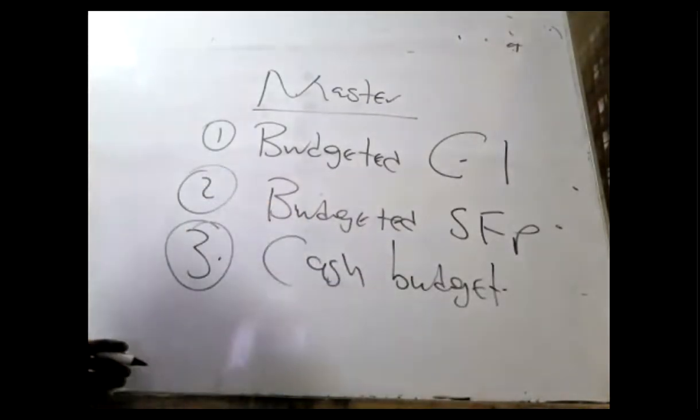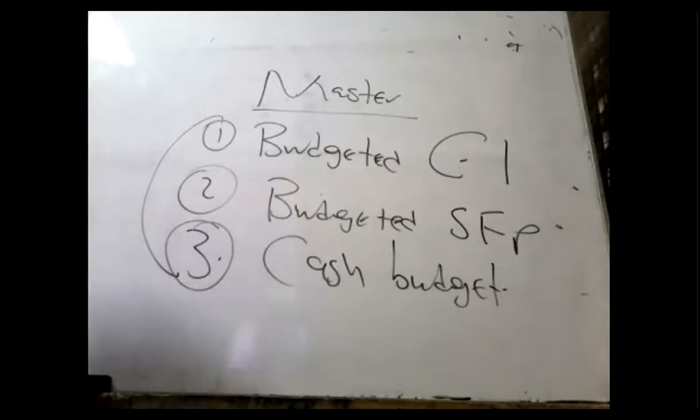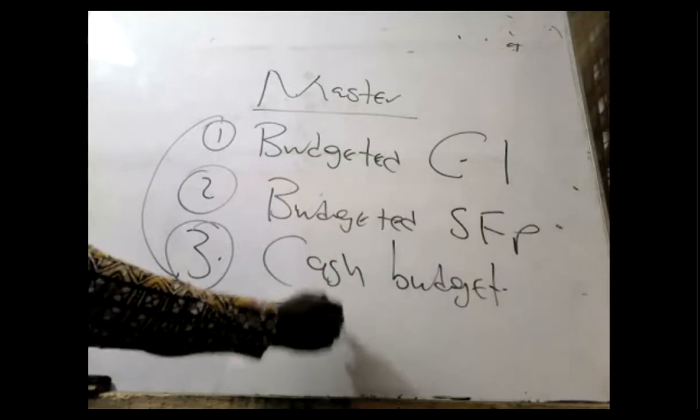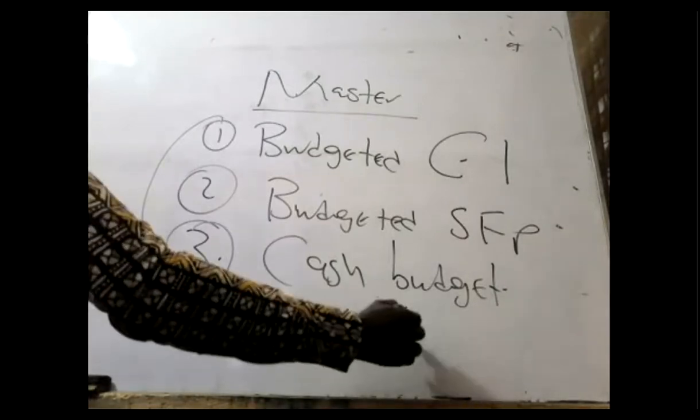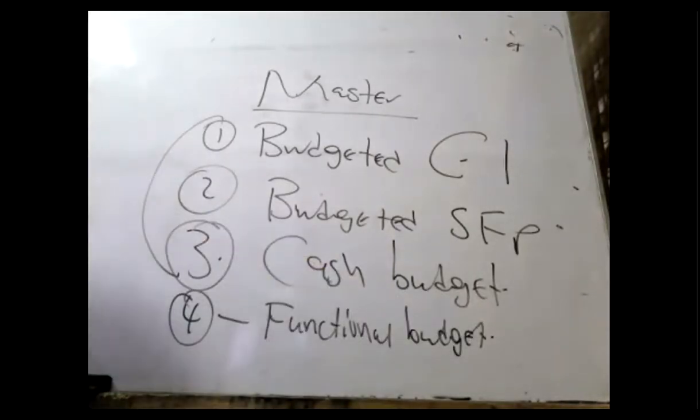Again, a comprehensive master budget should include these. This is the main one that we know. And then the fourth one, in fact, I'll call it the functional budget. So the master budget is where you have the budgeted profit and loss, budgeted financial position, and budgeted cash book, or that's the cash budget. That is all.